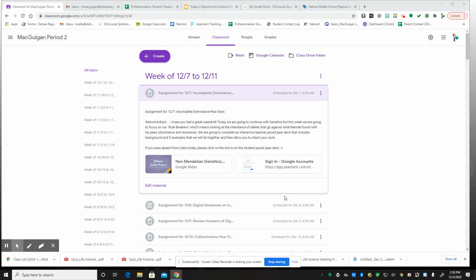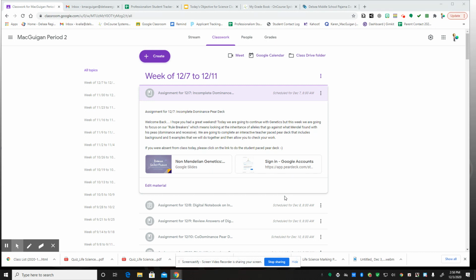What we're going to be working on today is continuing with the topic of genetics, but we're going to focus on what we're calling the rule breakers. Up until this point, we have talked about Mendel and what he found with his pea plants and that pattern of inheritance. But we're going to talk this week and into next week about our rule breakers, which basically do not follow what Mendel practiced with the dominant and recessive type of relationship.